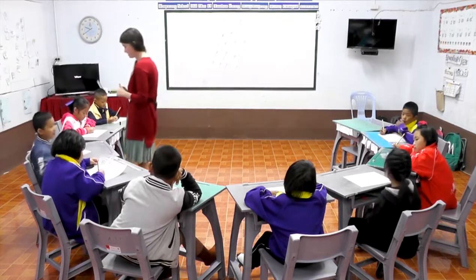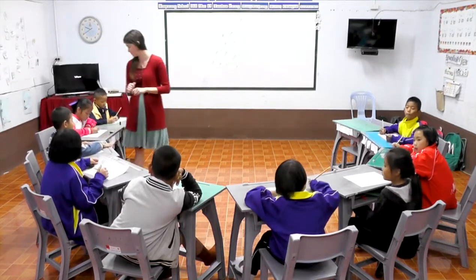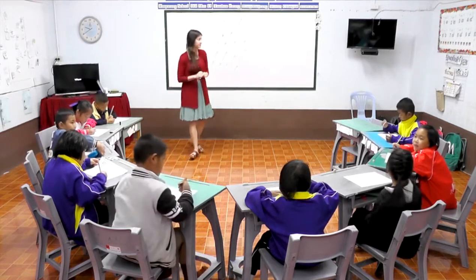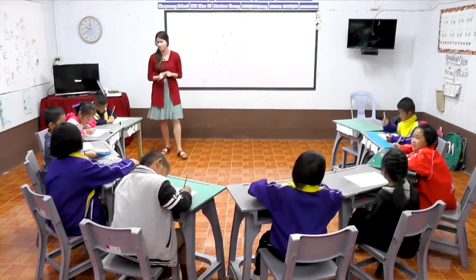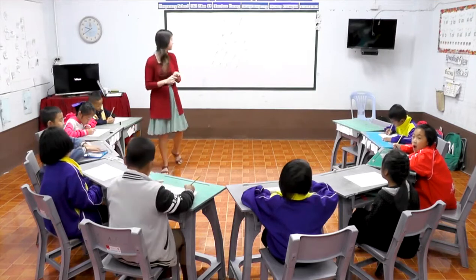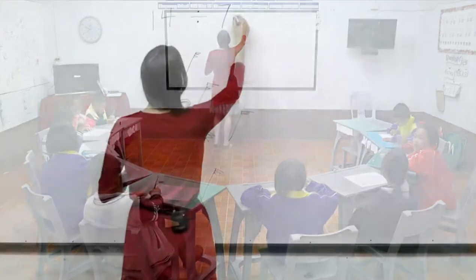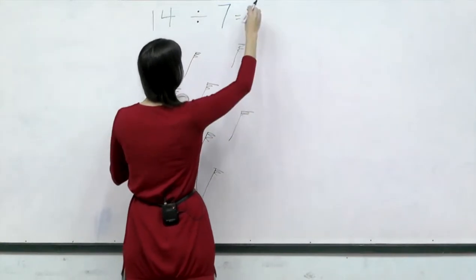Very nice. You want to color? You can color. 14 divided by 7 is 2. Good. All right. 14 divided by 7 equals 2.